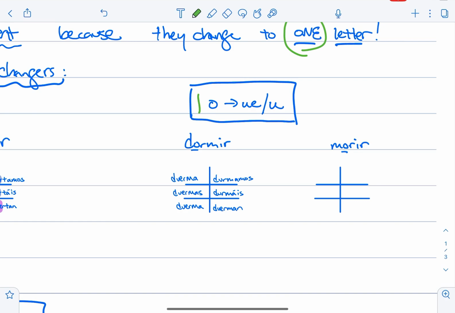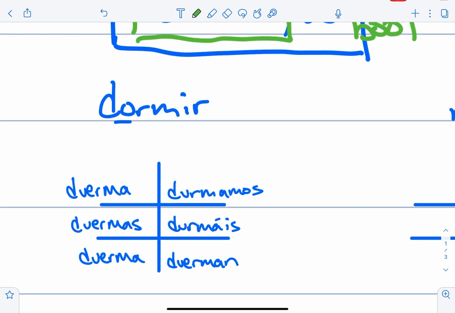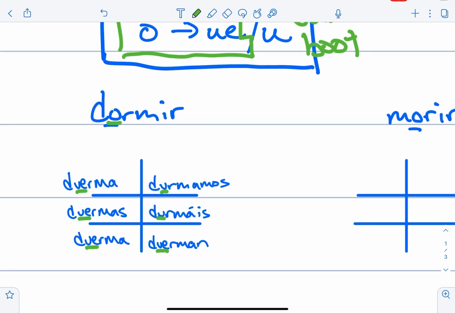Here's an example of an O to a UE. Inside of the boot goes O to UE. Outside of the boot just goes to U. So take a look. The O goes to a UE in the boot and just to a U outside of the boot.